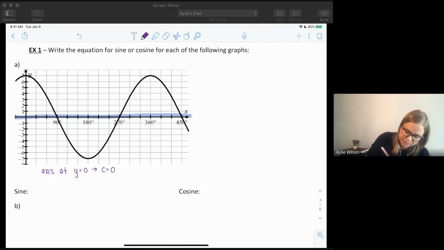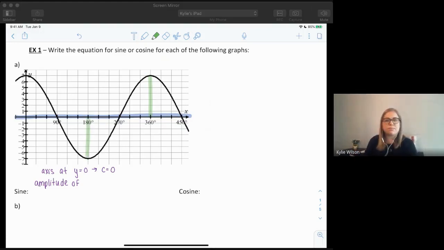Next, I'm going to look at my amplitude. My amplitude from my axis to the top is 7. And because it's 7 on both, I know that I got my axis correct. So an amplitude of 7 tells me that my a value is 7. So that's great. Next, I'm going to look at the period.